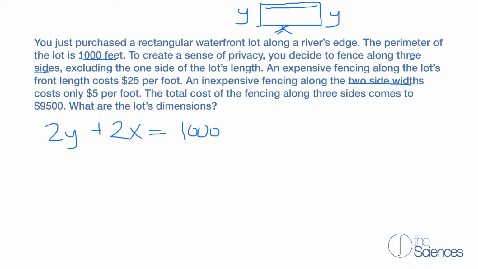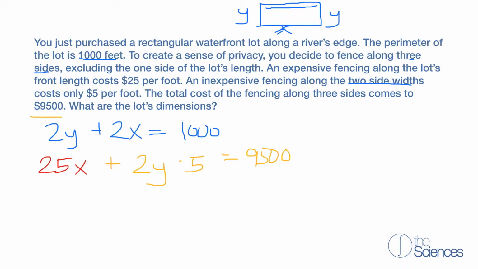Now, the cost of fencing 3 sides is $9,500. So it says that expensive fencing along the lot's front length costs $25 per foot. So we have $25 per foot, which is x, plus the 2 sides' widths cost only $5 per foot. So we have 2 feet along the width times $5 equals $9,500.